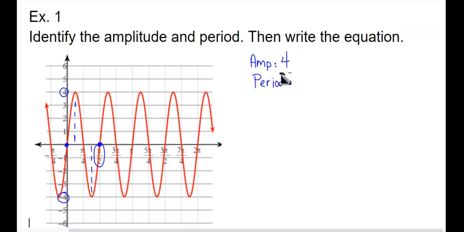Now, in our equation, if you remember, we had to fill in an A and we had to fill in a B. And so we've got our A, sine, and then we have B, theta. All right, so our A is going to be 4.